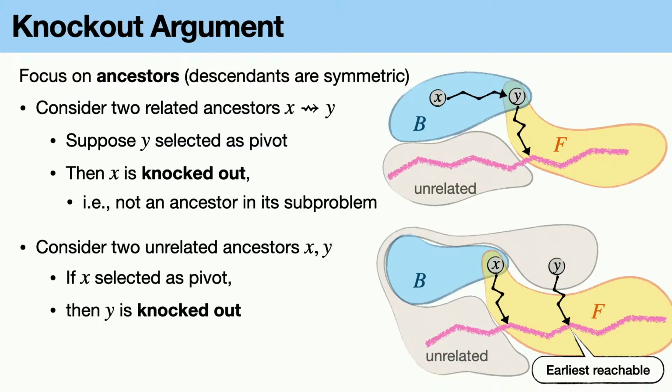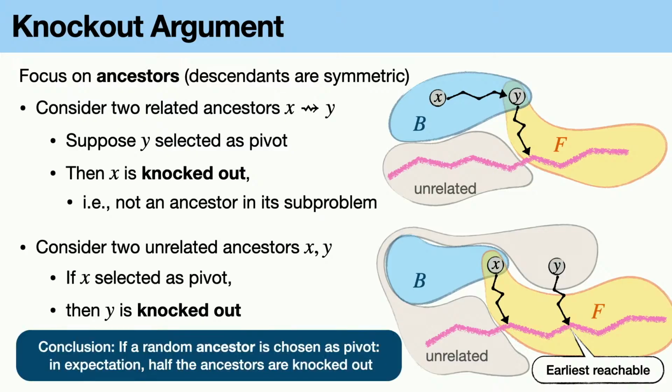We have this nice argument that one of the 2 vertices is going to knock the other one out if you choose it as a pivot. So if you choose a random ancestor as pivot, in expectation, you knock out half the ancestors. Okay, so this is a very simple argument. I think once I noticed this is when I was able to push through the rest of the algorithm. If in the second case, X was chosen as the pivot, is Y knocked out?